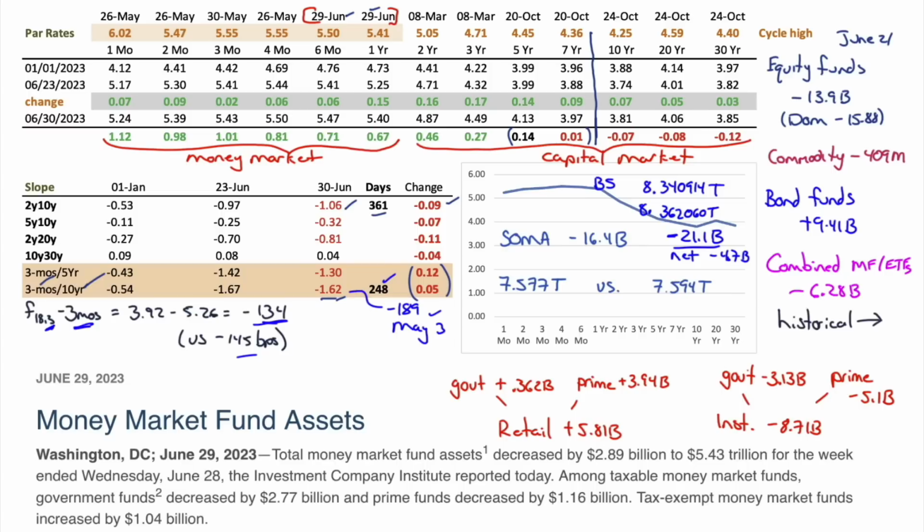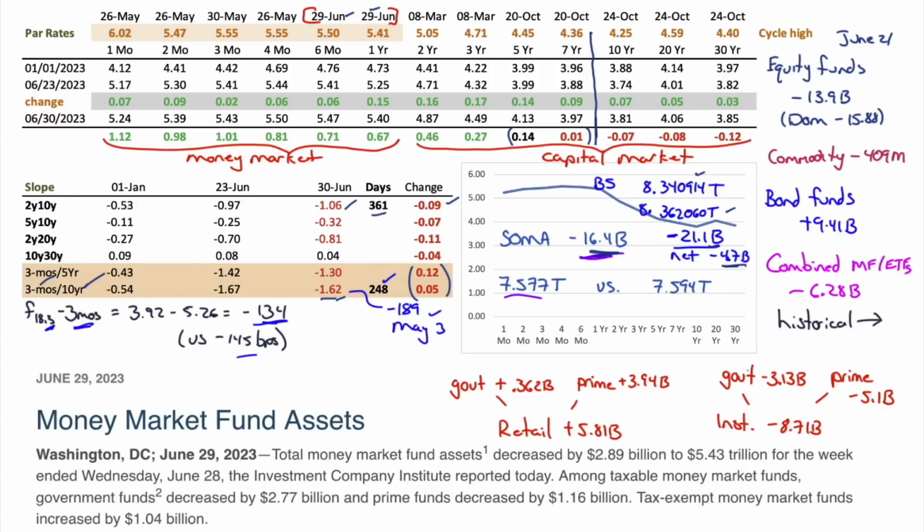The Fed balance sheet continues to run off, down another 16.4 billion. So we're down to 7.577 trillion, almost $1 trillion down from when they started balance sheet runoff earlier last year. Total balance sheet 8.34 trillion versus 8.362 trillion, so it's a drop of 21 billion. Being that the runoff was 16.4, there must have been another net decrease of 4.7 billion.